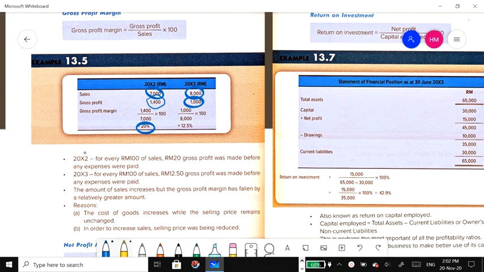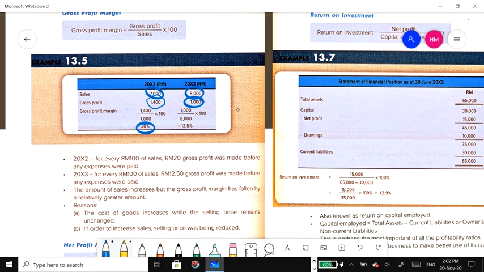So 20X2, for every 1 ringgit of sales, RM20 gross profit was made before any expenses were paid. And untuk 20X3, for every 1 ringgit of sales, RM12.50 gross profit was made before any expenses were paid. So maksudnya untuk RM100 sales you akan dapat RM20 gross profit. Maksudnya sebelum you bayar expenses semua tu, you dah ada RM20. So sebab tu, the higher the better. Semakin tinggi you punya gross profit margin, semakin baguslah performance of your business.